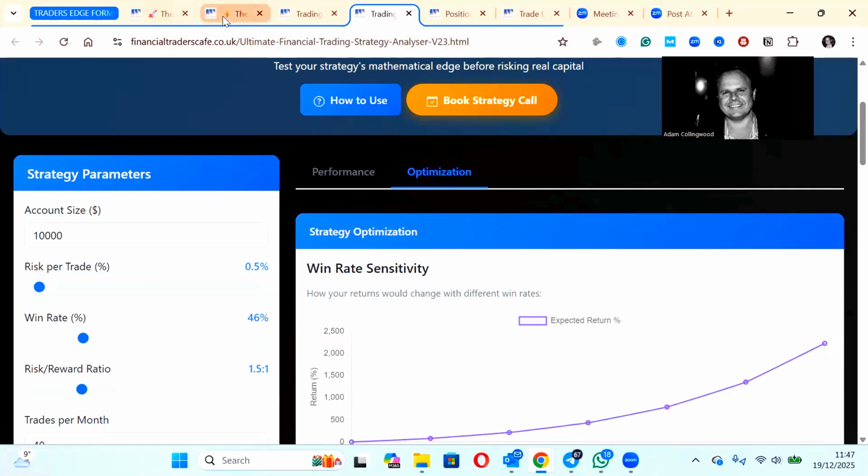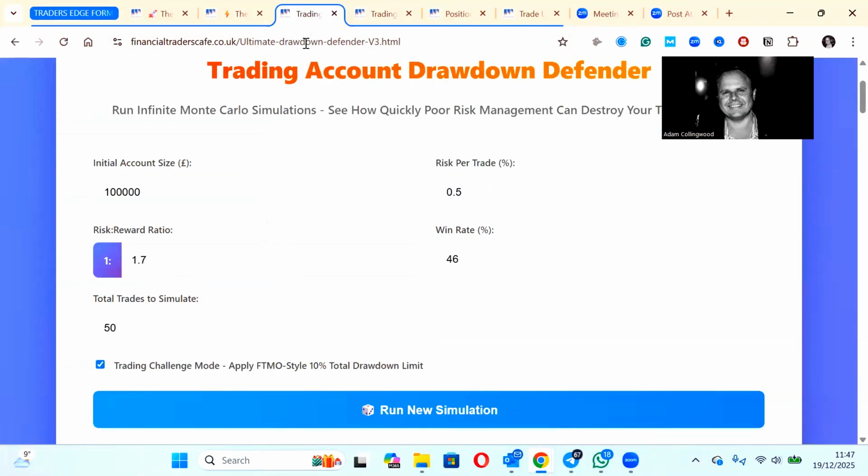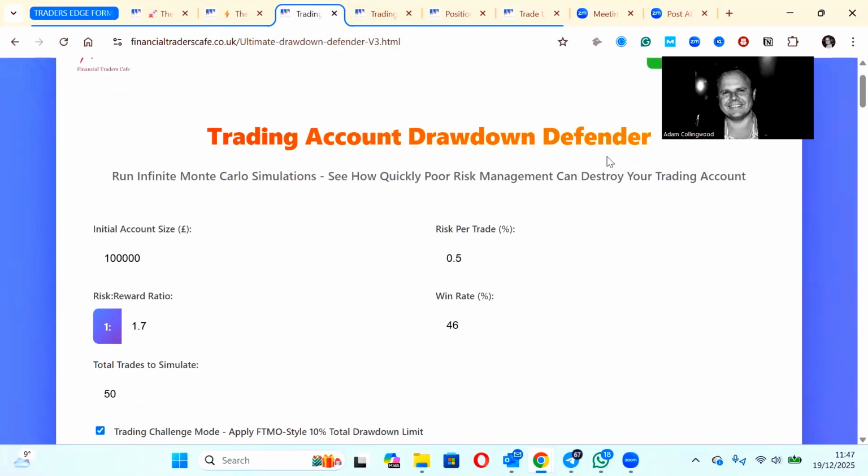This is why I'm going through this with you. 18 months of work on this. This is how important it is. So that's the trading strategy analyzer. So that's the formula. This is the trading account drawdown defender. This is one of my favorites.